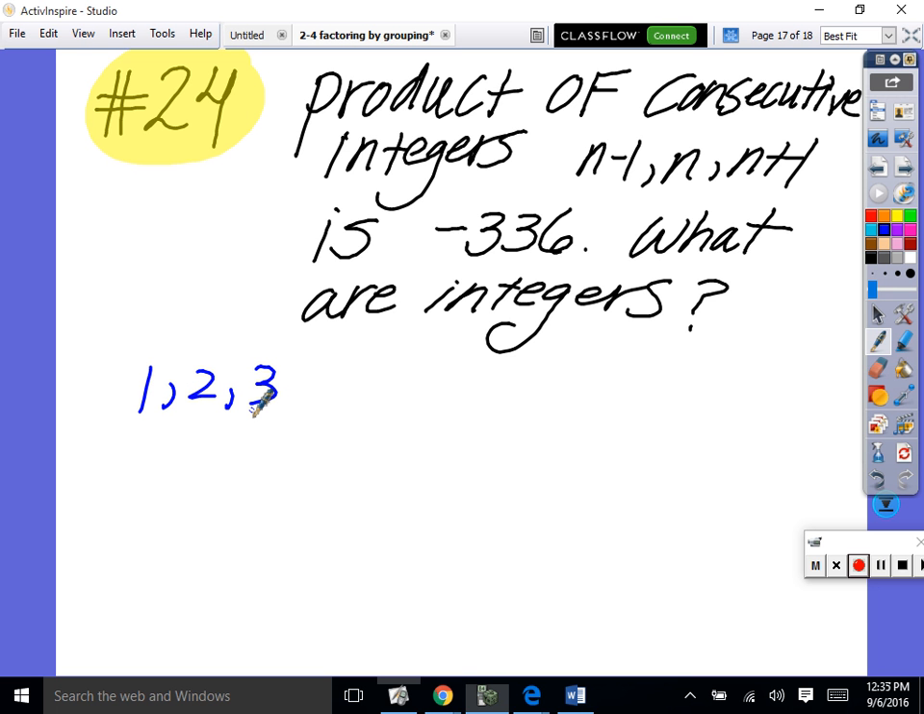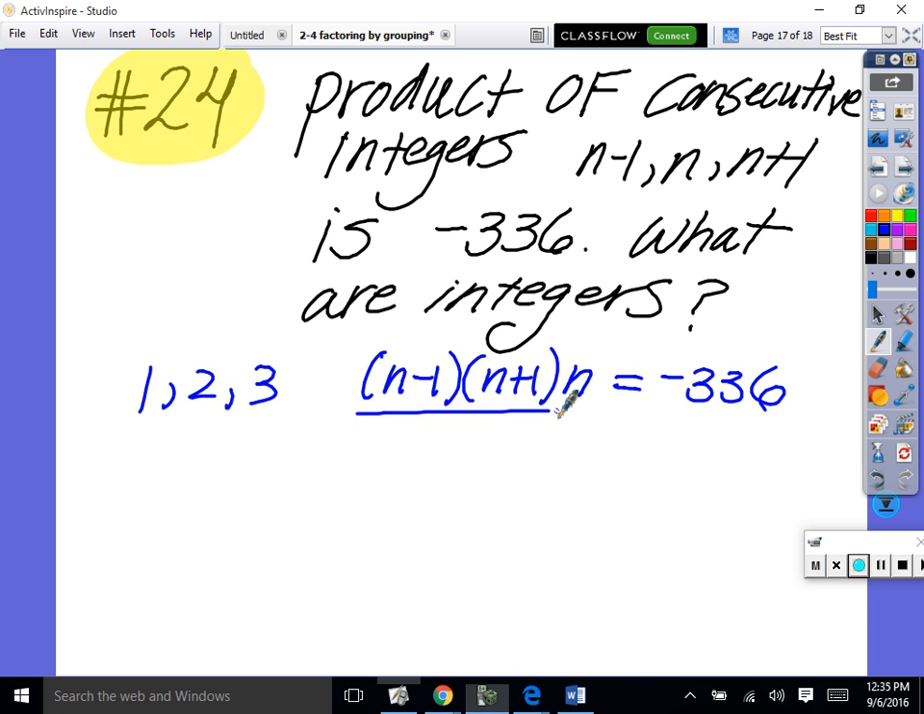So if we have n, isn't 1 less than that n minus 1? 1 greater than that n plus 1. Okay, so it says the product, which means multiplication. So we have n minus 1 times n plus 1 times n. The product is equal to negative 336. I set up a true statement. Now I'm going to solve. It's cubic, and I want to know when this function equals this function. So once again, I'm going to solve by graphing. Graph it in your graphing calculator. You can use x's instead of n's.